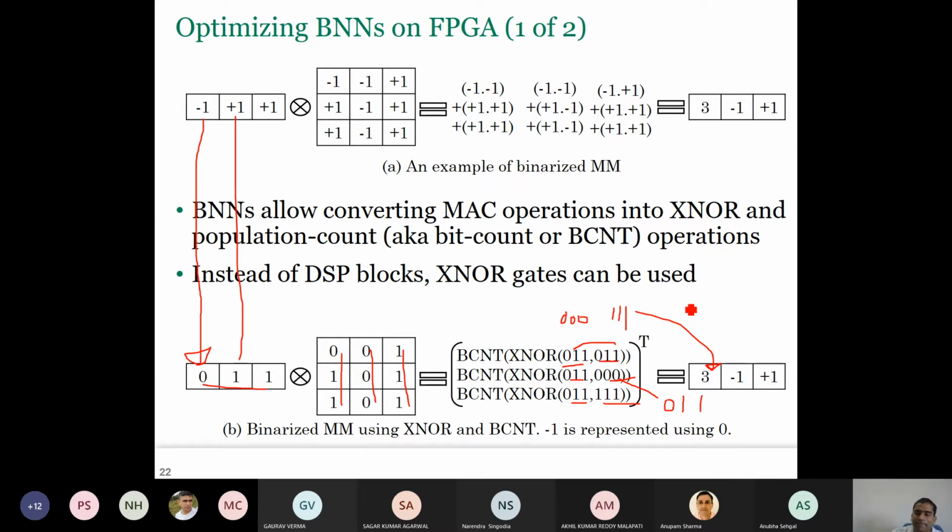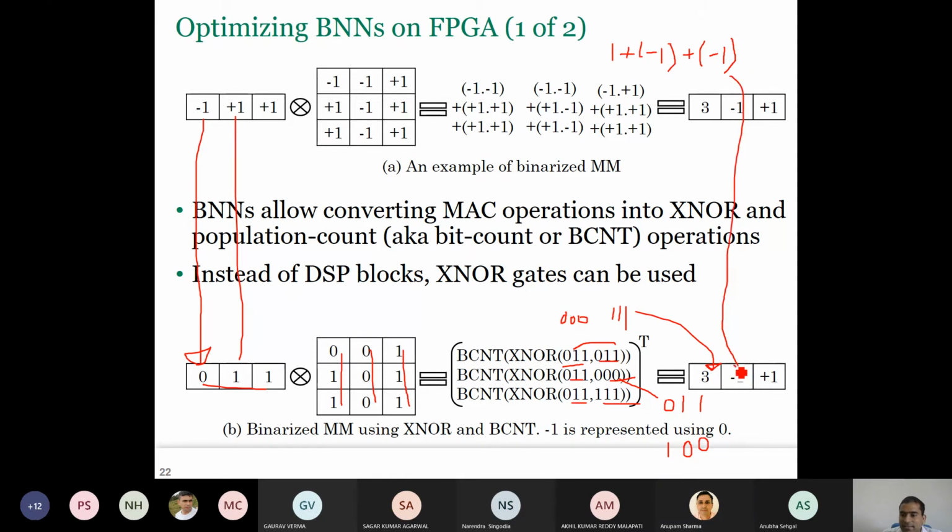Fine. That is the output of XOR. Now you have to invert it to get the XNOR output. So that will be 1, 0, and 0. So this 0 corresponds to what? Minus 1. Right? This 0 corresponds to minus 1. So it will be 1 plus minus 1 plus minus 1. So what is this answer? Minus 1.